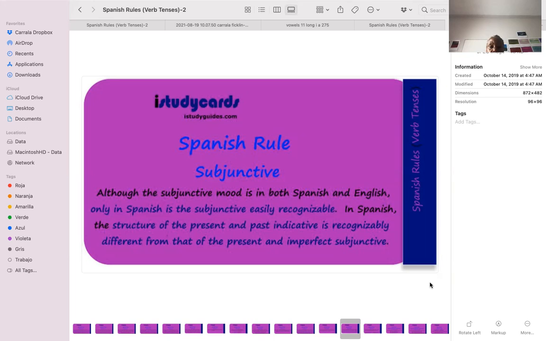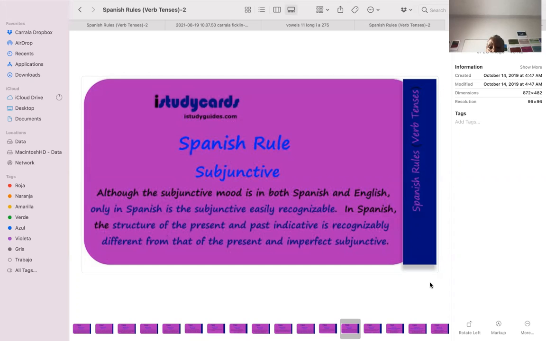In English, you can say, I wish you well, right? Or long live the king, or God bless you. These are all the subjunctive. Or I hope that you be well. Okay, that's all the subjunctive.